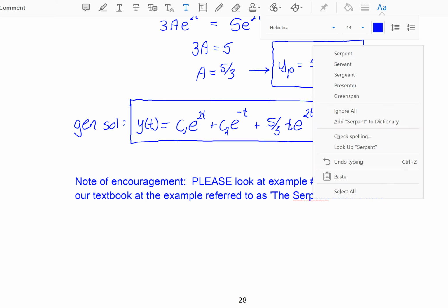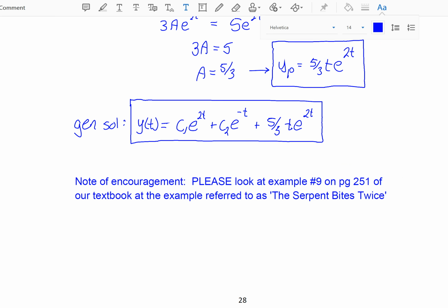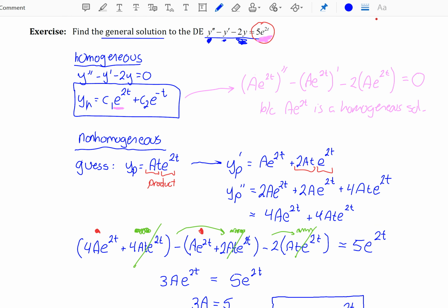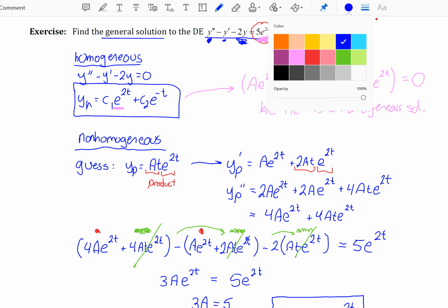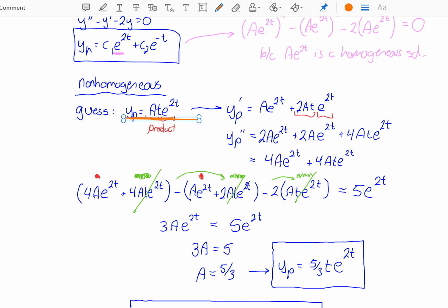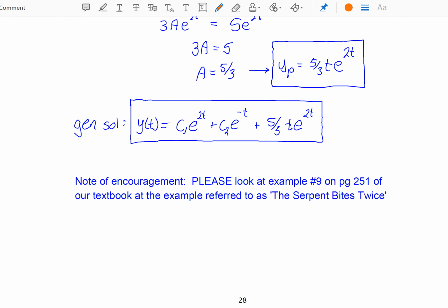I think this is a great example that you need to see for how you may need to manipulate your guess for yp by multiplying by this factor of t like we did here. So definitely look at this example, the serpent bites twice. This is an important example. I'm just choosing not to work this example out in our guided notes, but this is an important example that you need to see.